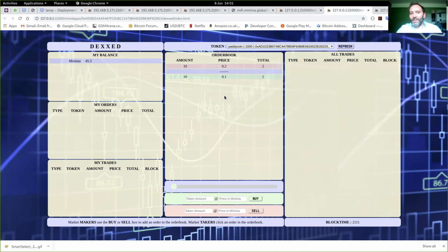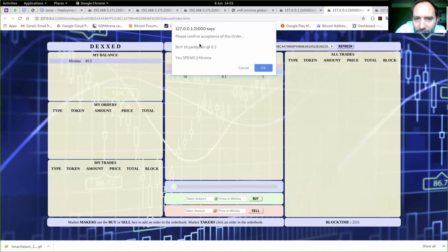Okay, so here we go. The way the DEX works is you have market makers who use the bottom bit, and market takers who click on the market. So here I click on that. Please confirm order. You're going to buy 10 Paddy coin at 0.2. You spend 10 minimum. You spend 2 minimum. All right, let's do it.